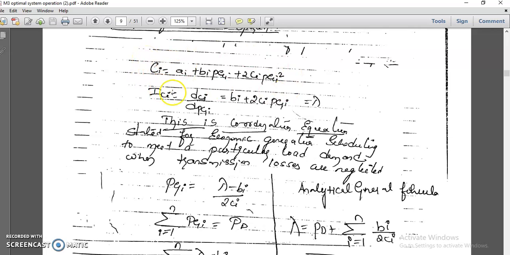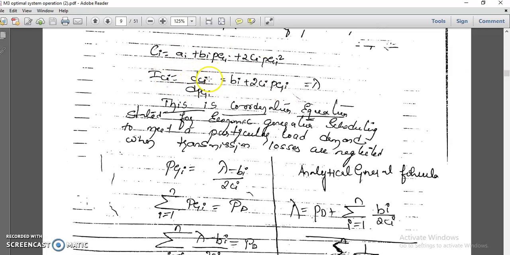And whatever you do for incremental fuel cost, what will it be? We are doing differentiation. Once you do differentiation, the 2 appears. Remember, here it was there by mistake. Now if you do differentiation with respect to Pgi, it will be bi plus 2 ci Pgi. So this is the incremental fuel cost.